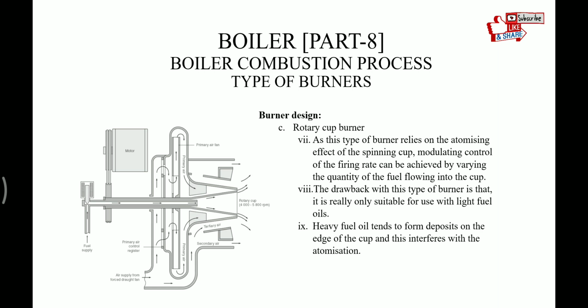As this type of burner relies on the atomizing effect of the spinning cup, modulating control of firing rate can be achieved by varying the quantity of the fuel flowing into the cup. The drawback with this type of burner is that it is really not suitable for use with light fuel oils. Heavy fuel oils tend to form deposits on the edge of the cup, and this interferes with the atomization.